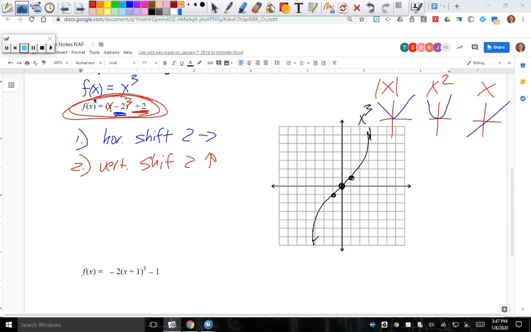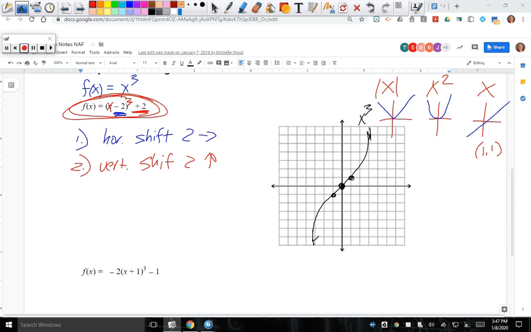Everything is shifted 2 to the right and 2 up. Okay? So this one that's at (1, 1), this is important, guys. This is huge. Watch very carefully because you'll see this on your homework too. (1, 1) is going to be shifted 2 to the right and 2 up.